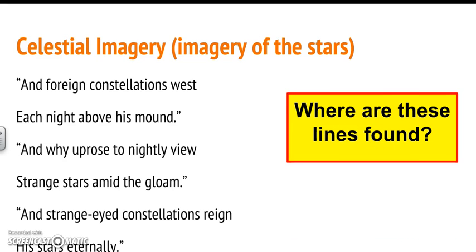Okay, moving on to celestial imagery. Celestial means of the stars, so imagery of the stars. And foreign constellations west each night above his mound. And why uprose to nightly view strange stars amid the gloam. And strange-eyed constellations reign, his stars eternally.